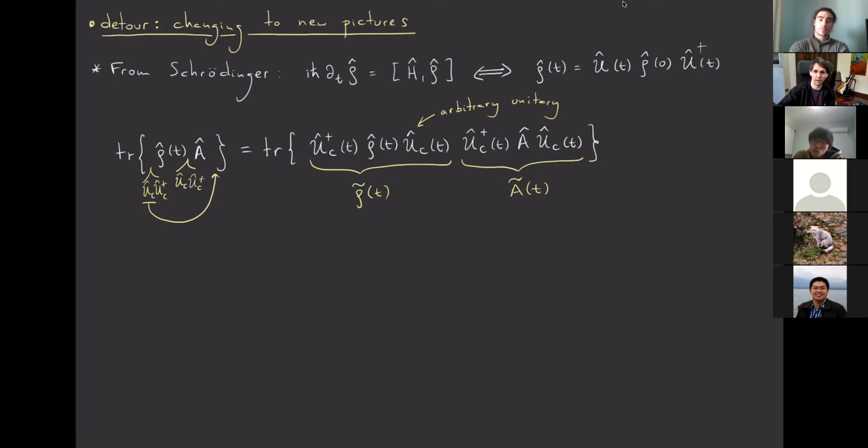So in particular, talking about the state, it is given by this transformation U dagger C of t, then rho of t, but rho of t is nothing but U of t acting on rho of 0, and then U of t dagger, and then in here I get U C of t. And now you can understand why I chose this form of the unitary, putting the dagger on the left and the non-dagger on the right, because now the interpretation of rho tilde is very clear.